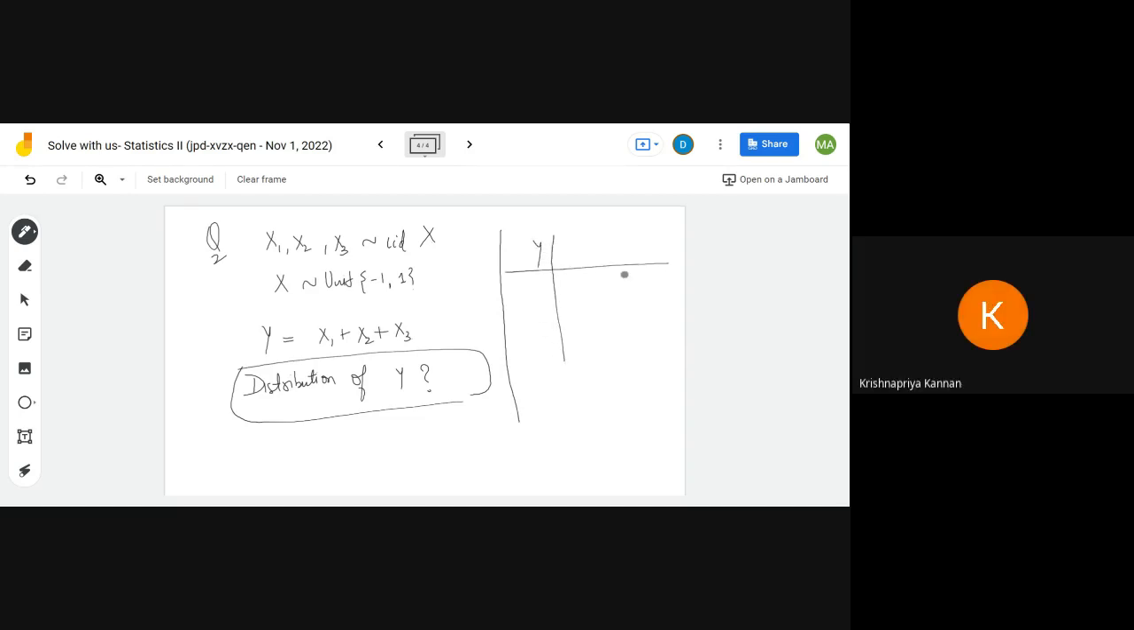Y takes values minus 3, minus 1, 1 and 3. And the probabilities, I'm telling in the same order that you have written the values. Okay, what are the probabilities? 1 by 8, 3 by 8, again 3 by 8, again 1 by 8. Okay. Let's wait for others.